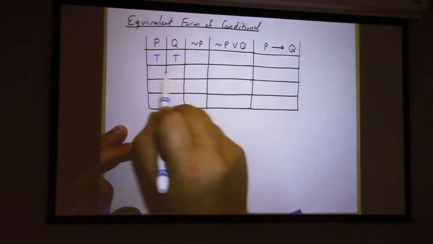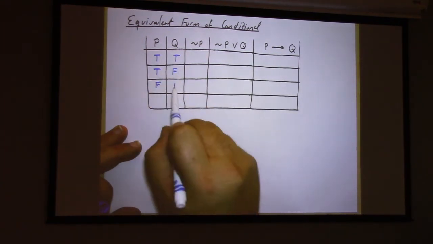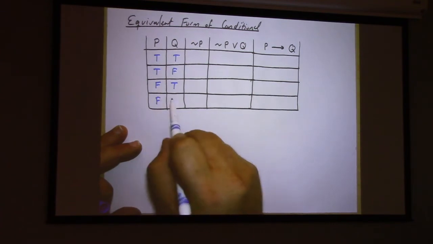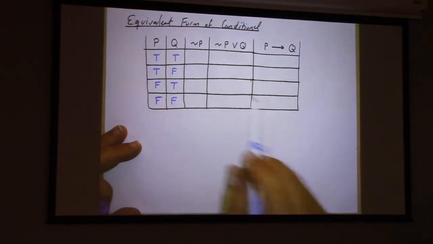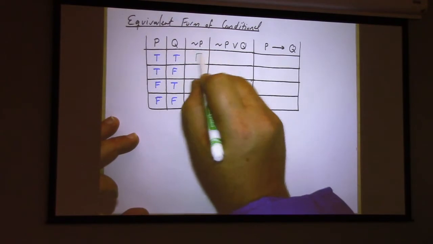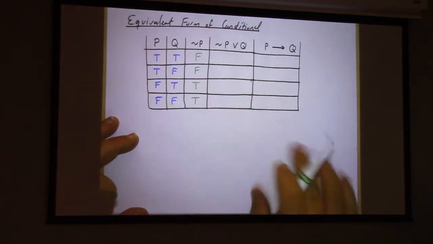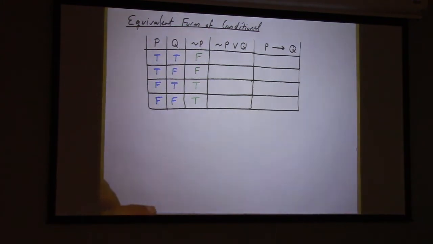True, true, true, false, false, true, false, false. All right, so how do we fill out the not P column? How's that go? False, false, true, true. Very good. And how about the not P or Q column? How do we do that?